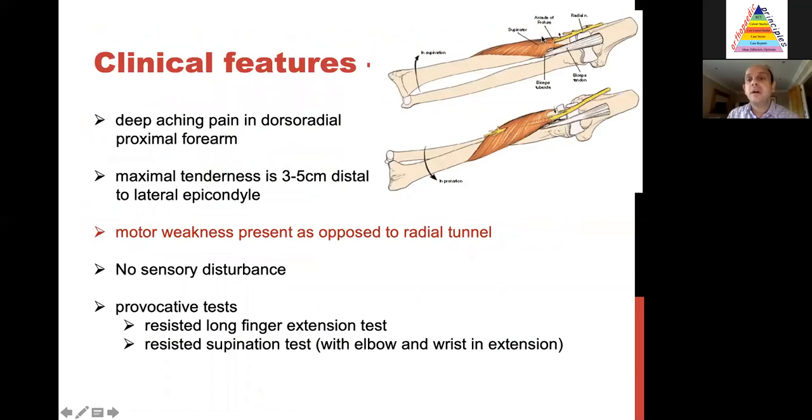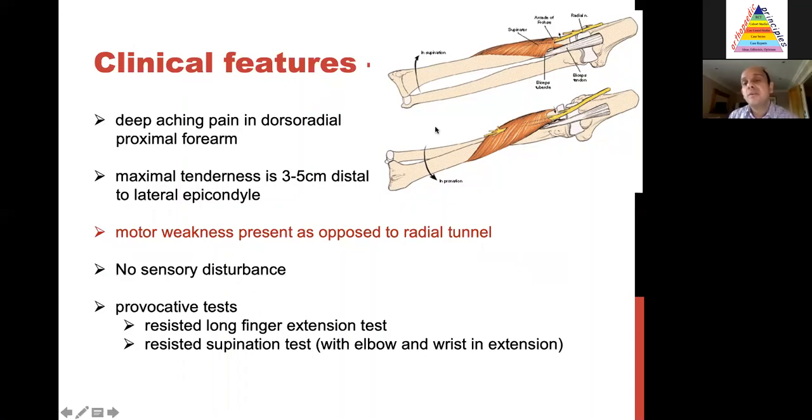Clinical features, again like pronator syndrome, the patient may have a deep ache, because it's a pure motor nerve, so there'll be no problems with sensations. There can be a motor weakness, and this is the only feature which tends to distinguish it from radial tunnel. So remember, in PIN entrapment, there can be a motor weakness. And tenderness obviously is going to be 3, 4, 5 centimeters distal to the epicondyle. Epicondylitis is tennis elbow, and if it's 5 centimeters distal, it's going to be PIN entrapment.